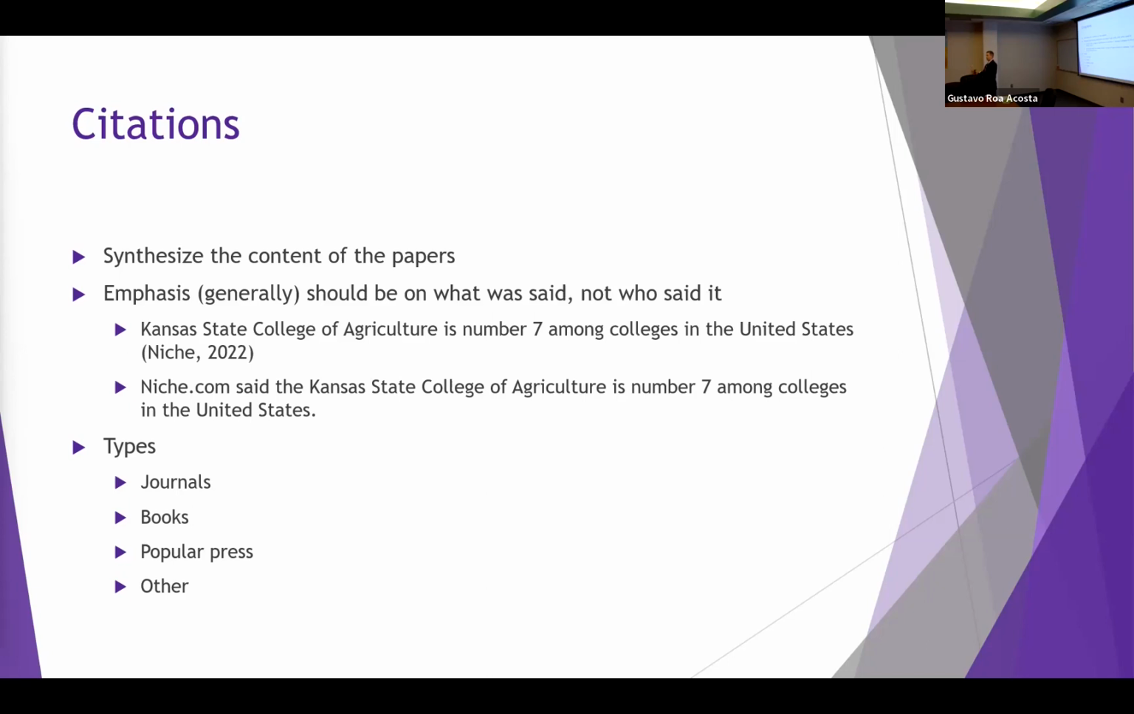Because in writings that I've done, I have found papers where Jones in 20 talked about Smith in 12, and I go back to Smith in 12 and I'm like, how did they get that? Did I not get the right Smith?